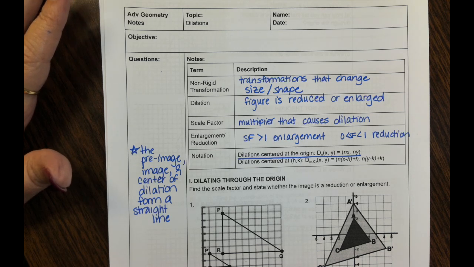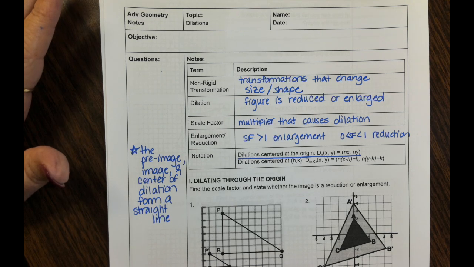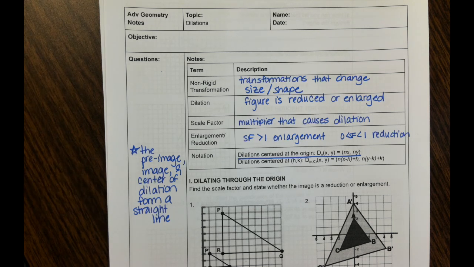They just change their location and orientation. But a dilation changes its size. It either gets bigger or it gets smaller. And it does that by its scale factor. That's the multiplier that causes that dilation. A scale factor that's bigger than 1 is an enlargement, and a scale factor that's between 0 and 1 is a reduction. If it's negative, that's a reflection, right? So negative is not what causes a reduction or enlargement. This is the absolute value of that scale factor.